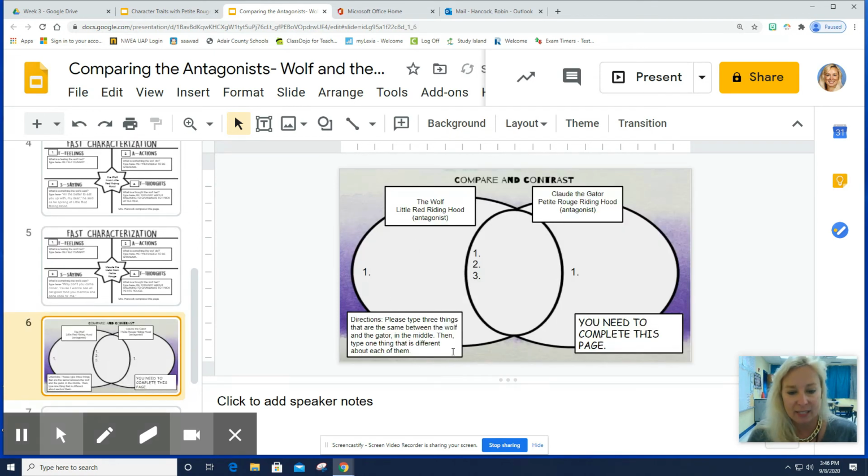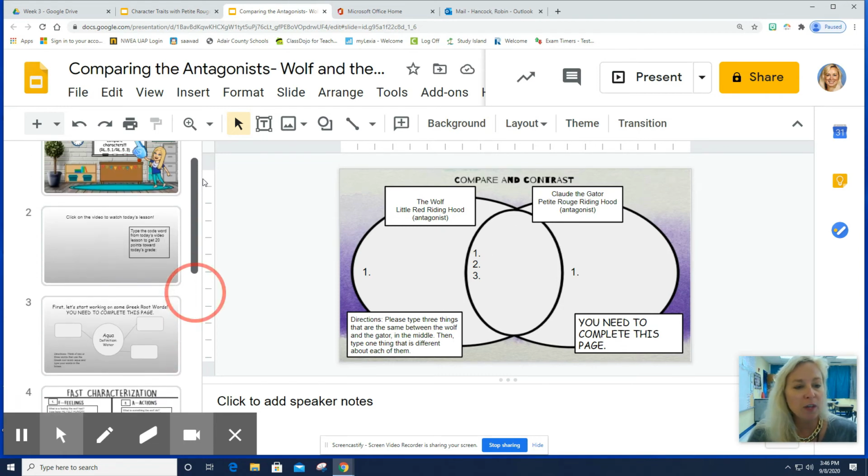And then it says, then type 1 thing that is different about each of them. So over here, you're going to type something that's different about the wolf from the gator. And over here, you're going to type something that's different about the gator from the wolf, okay? So you're actually going to get 50 points for doing this page.